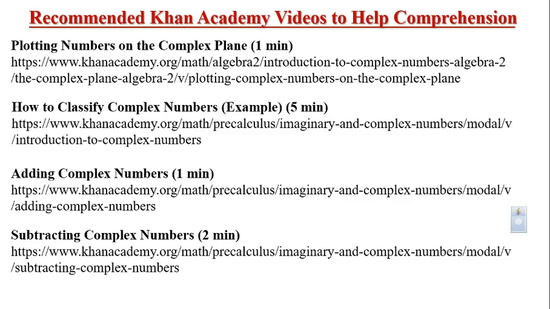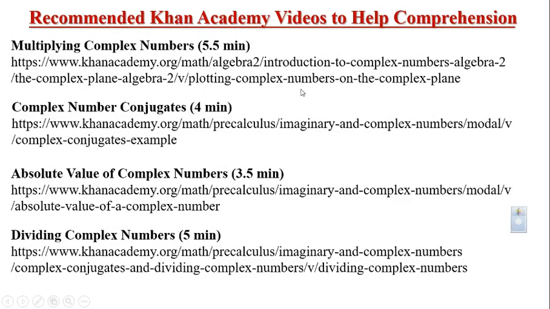Adding complex numbers and subtracting complex numbers, that's 1 minute and 2 minutes respectively. And multiplying complex numbers, that's a 5.5-minute video. Complex number and its conjugates, 4 minutes. Absolute value of a complex number, 3.5 minutes. And of course, dividing complex numbers, 5 minutes. Watch those videos, practice the exercises, and then that will help you to have a better grasp of the concept.